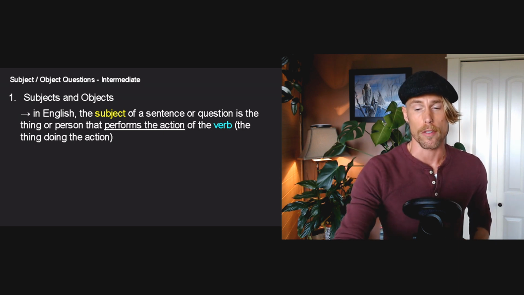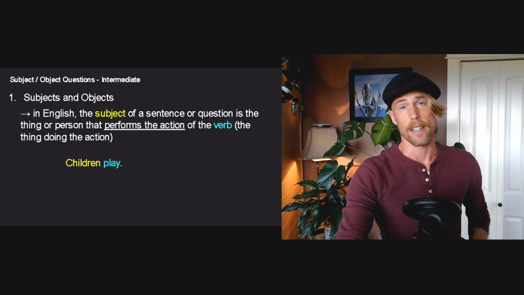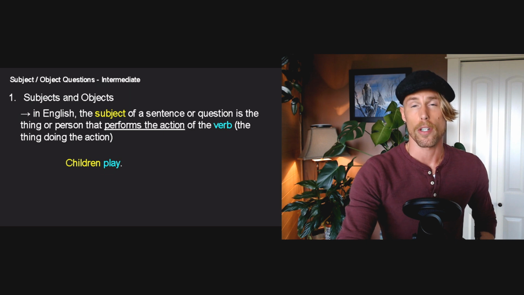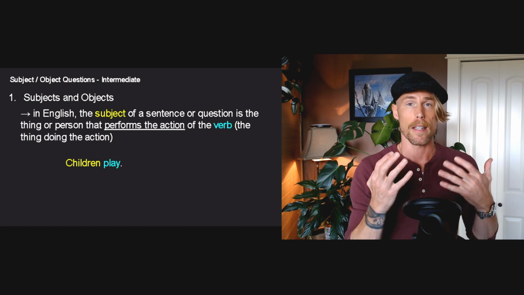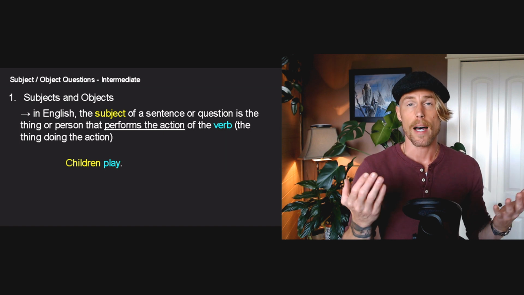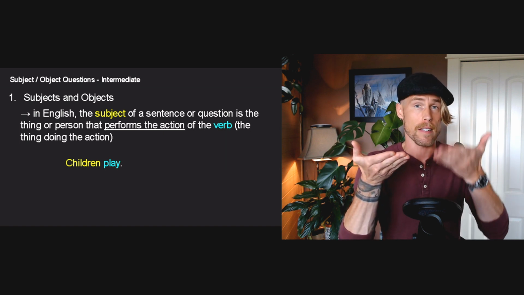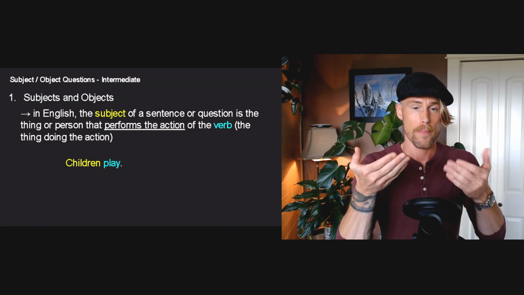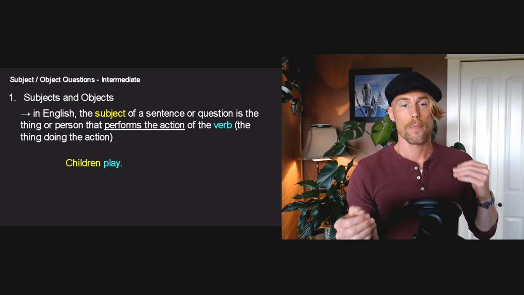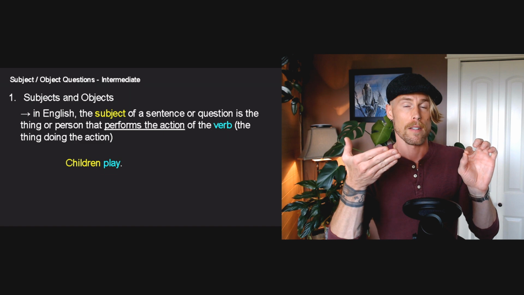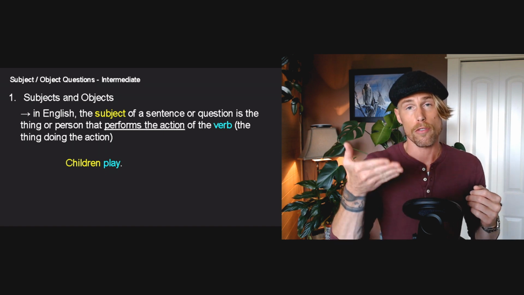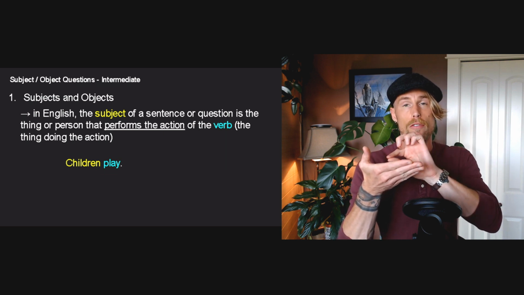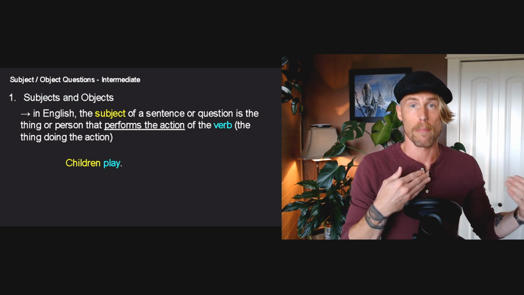Let's see some examples. Easy. Children play. Children is the subject. Play is the verb. So this is a very, very short sentence, but it is a sentence. Why? Because it has a subject and a verb. Children play. So the children do something. What do they do? They play. So children is the subject and the action is play. The children are doing the action of playing.